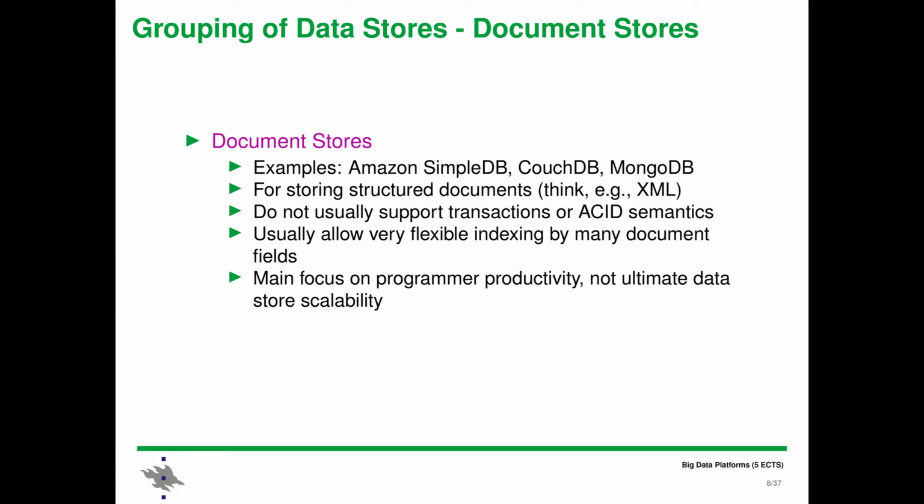Mongo and Co usually allow very flexible indexing, as we talked about, and that's super convenient. However, the main focus of this class of systems is on programmer productivity, not ultimate data store scalability. So if you use Mongo and Co, you're not planning to implement a Netflix scale database system. If you have some smaller systems that have small loads, Mongo might do just well.